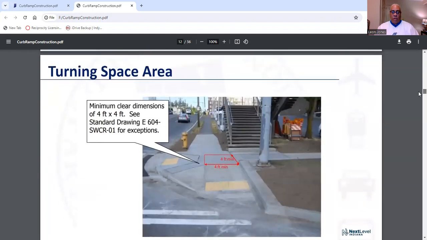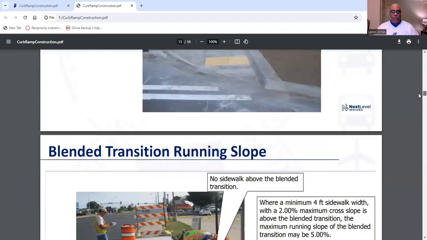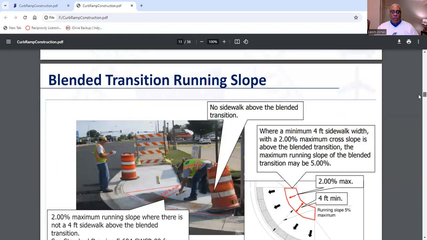And then you have your turning space area, minimum clear dimensions of 4 feet by 4 feet. And this is all in the drawing specifications, but you can see the illustration that's been provided for you in this PowerPoint. Then you have your blended transition running slope and no sidewalk above the blended transition. Now, where a minimum 4-foot sidewalk width with a 2% maximum cross slope is above the blended transition, the maximum running slope of the blended transition may be 5%.